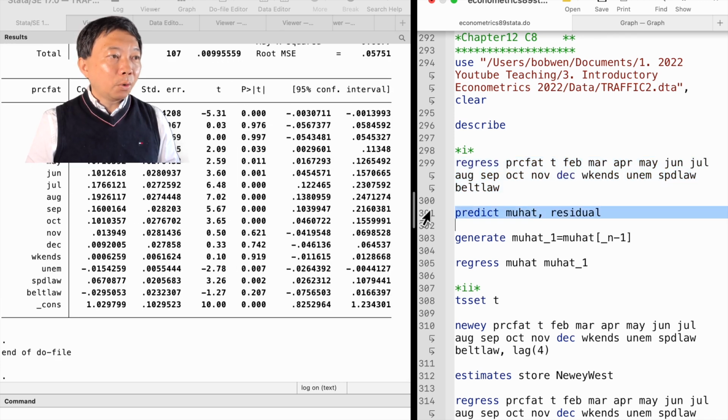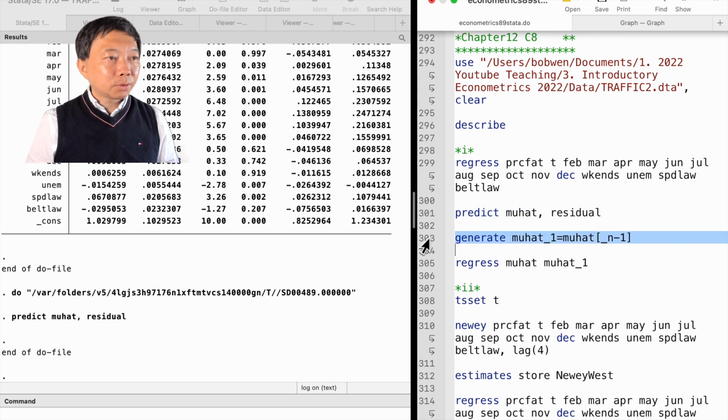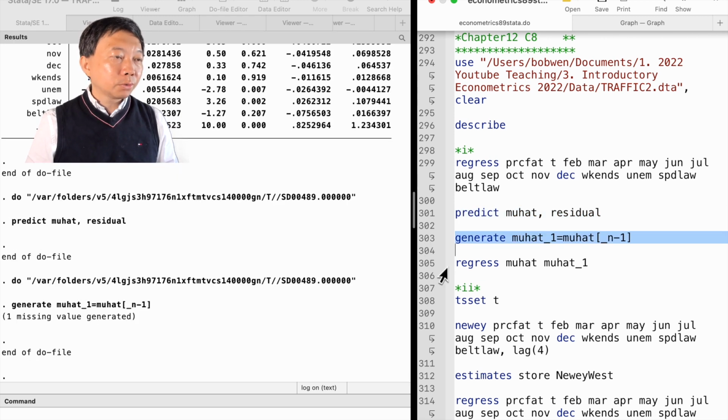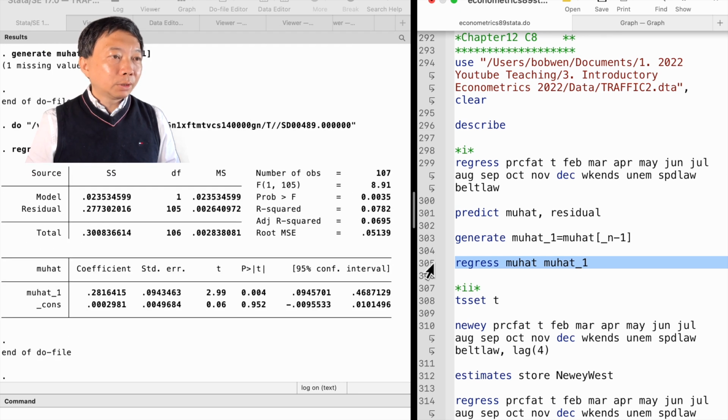To test the errors for AR1 serial correlation, we regress the residuals on the first lag residuals. The estimate for the slope coefficient ρ is positive and statistically significantly different from 0 at the 1% level. The t-statistic is 2.99. It is reasonable to assume strict exogeneity of the regressors because after controlling for the time trend, seasonality, employment, and the two law variables, the unobserved factors in the error term that affect the fatal accident rate should not be correlated with the explanatory variables.